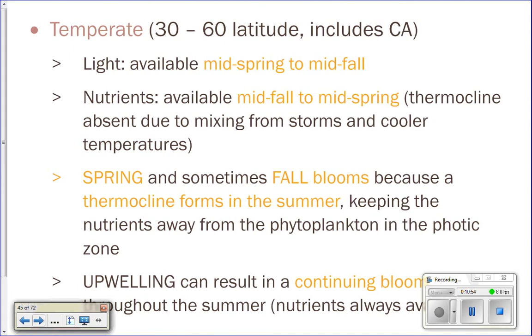Temperate regions. That's where we are. Temperate regions have light that's available from mid-spring to mid-fall, and the nutrients are available from mid-fall to mid-spring, during the winter. So where do those two overlap? Fall and spring, right? So you would expect there to be a bloom in the spring and in the fall, and that's exactly what you see. So spring and fall. And then in temperate regions, you'll have a little bit of a different blooming pattern depending on if there's upwelling or not.